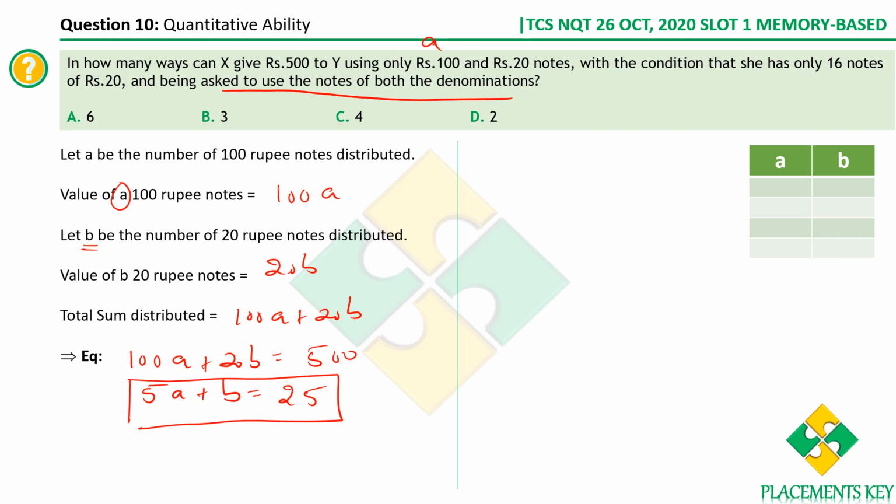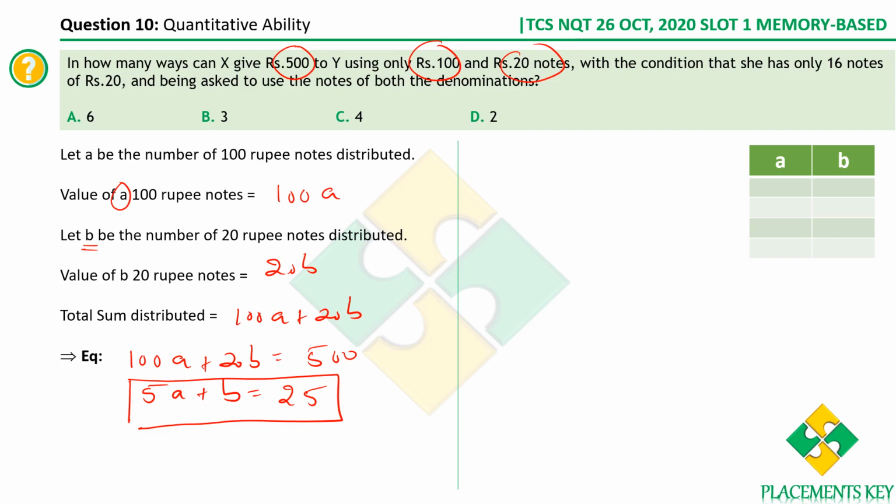So now let me explain the question once again. They are trying to distribute 500 to Y using 100 rupee notes and 20 rupee notes. The condition is he has to use the notes of both the denominations. That is, he can't give all 100 rupee notes or all 20 rupee notes. He has to give both of them, at least one of each. Now, how many possible ways are there? So we get 5A plus B is equal to 25.